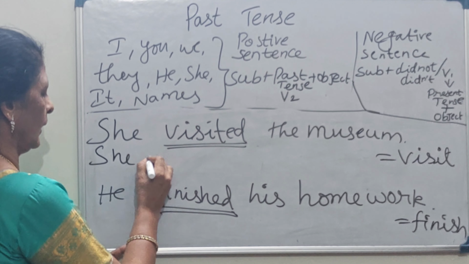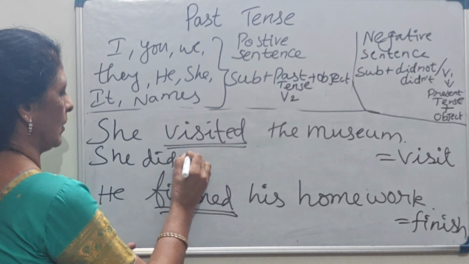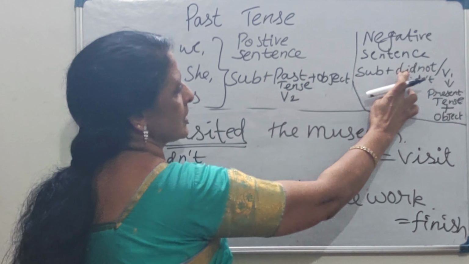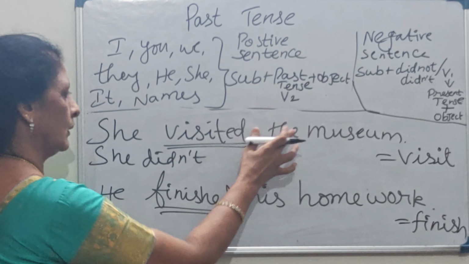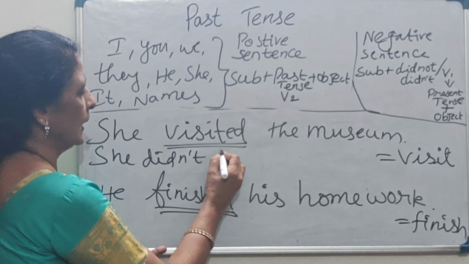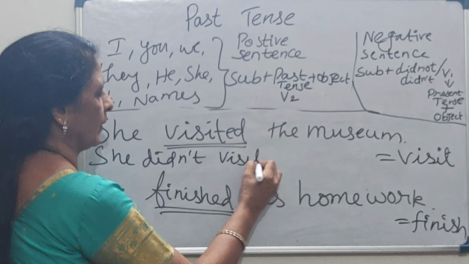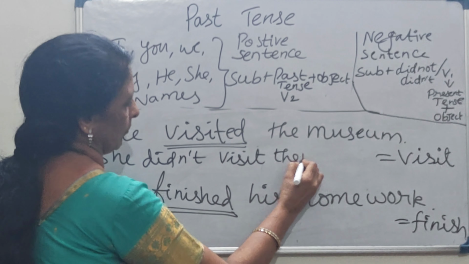She didn't. See, in a negative sentence, did not or didn't, plus V1, which means the present tense, plus the object, anything you want to say. She didn't visit the museum.